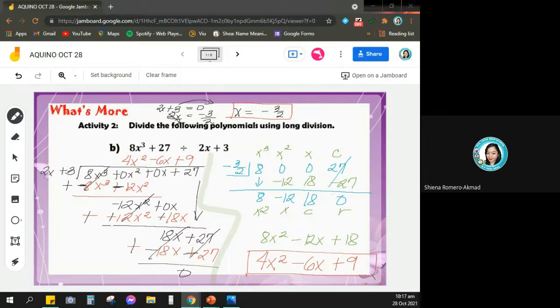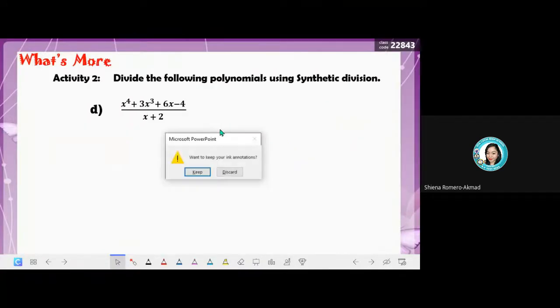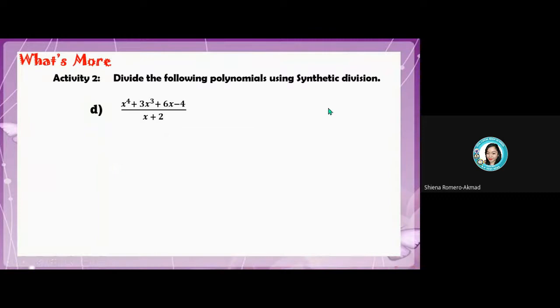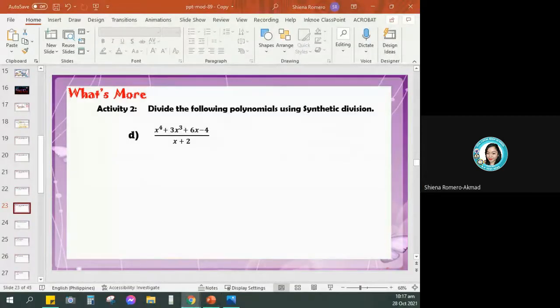Okay? So, you have to answer assessment number 6. I have given the link sa ating info messages. I know, not the info messages. Dito sa ating messenger. Tapos, ibibigay ko din yung screenshot ng mga picture na to. Pati yung nandito sa ating PowerPoint presentation para meron kayong mga babalikan.